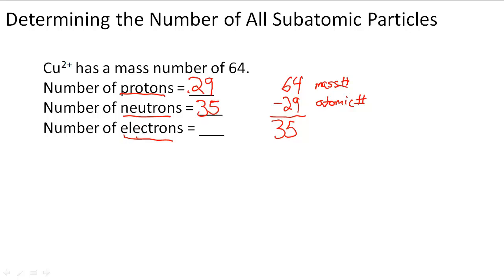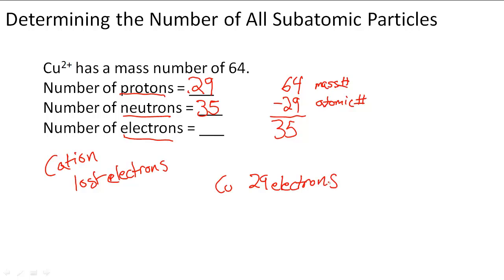Now, to figure out the number of electrons, because this is an ion, we have to remember that it's positive, so it's a cation, and it has lost electrons. So it's lost the regular number of electrons that we usually have. So Cu2+. What this means is that we have to remember that the atomic number in a neutral atom equals the number of electrons. So when Cu is neutral, it has 29 electrons.